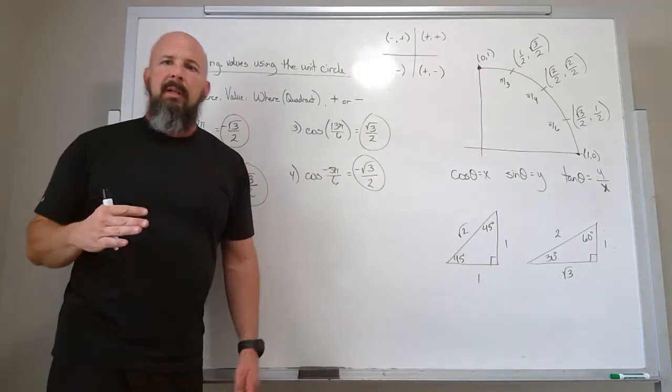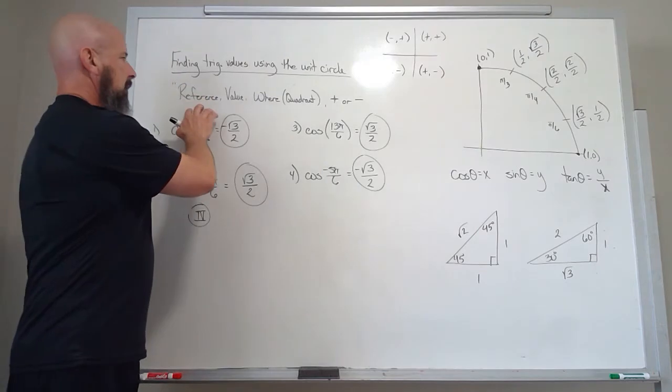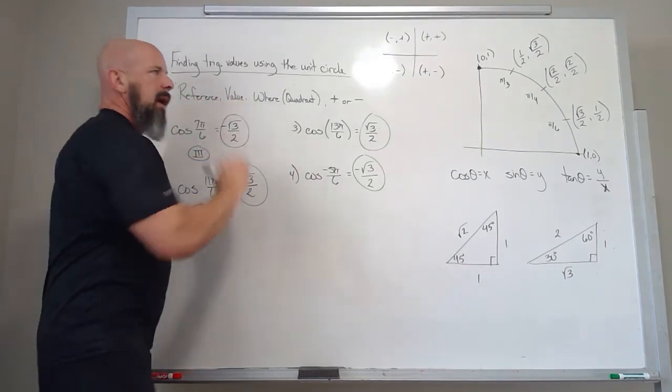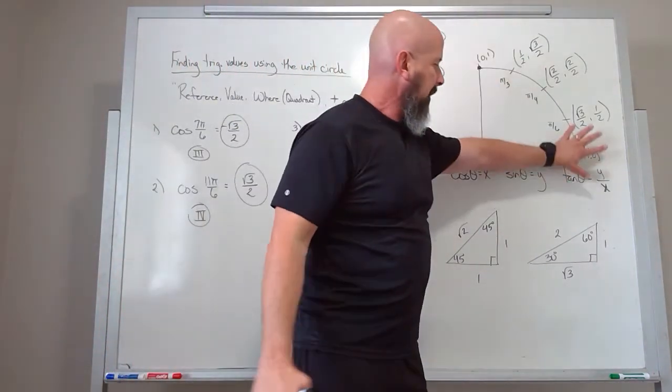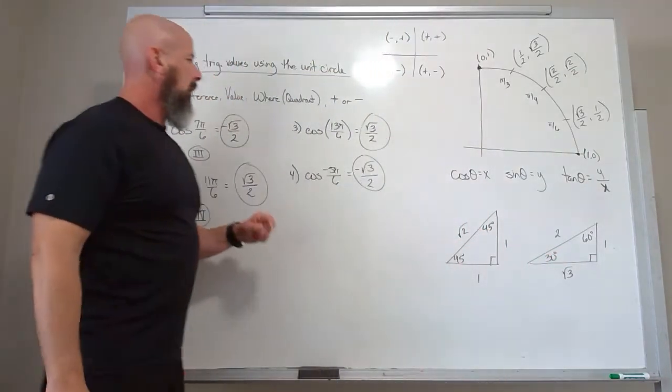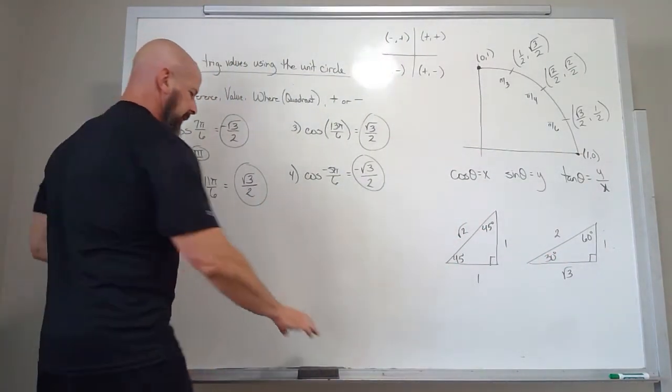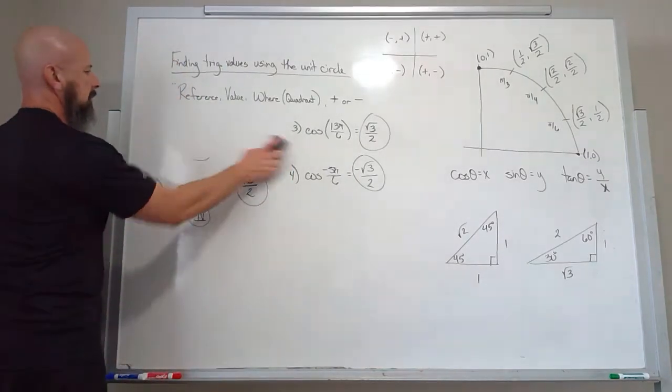There's that 4-step process I'm looking at. What's my reference? What's my value? Value is the newest piece. I've got to be able to get my values. Then where am I determines the positive or the negative. Let's get some others up here.